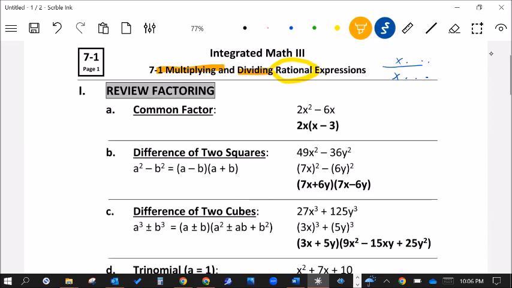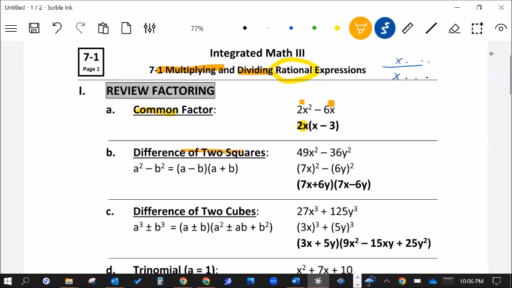First, we need to review some of the techniques for factoring. And the first one is taking out a common factor from something. Both of these terms have a 2 in it and an x in it. We end up taking those out.